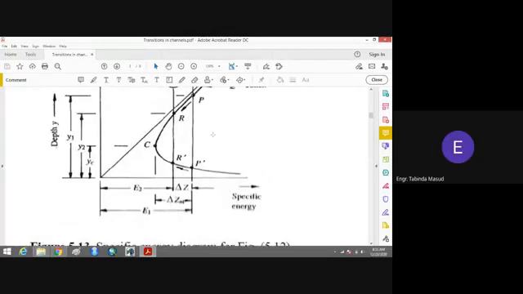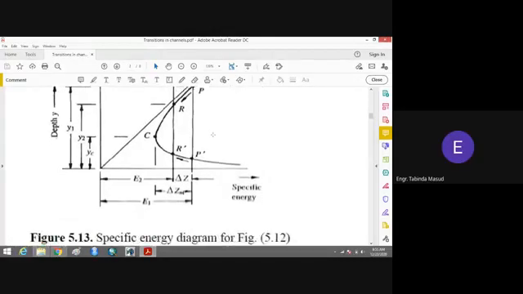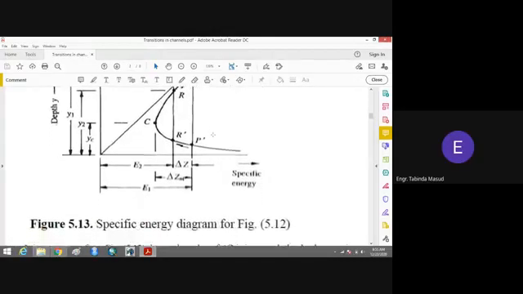Since in case of the steep slope we have the supercritical state, when we come to the specific energy diagram, we will look at the lower limb of the curve. Why? Because we know that the upper limb of the curve is for the subcritical state and the lower limb of the curve is for the supercritical state.